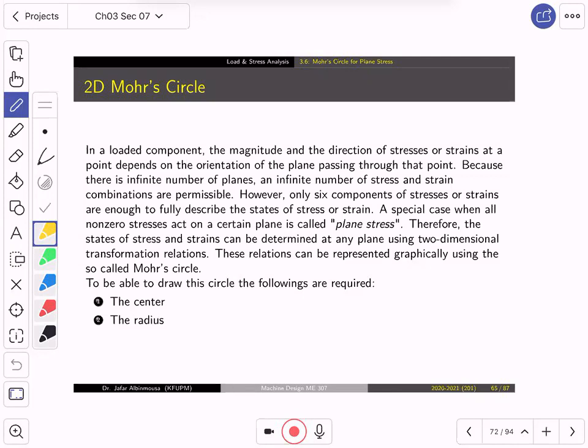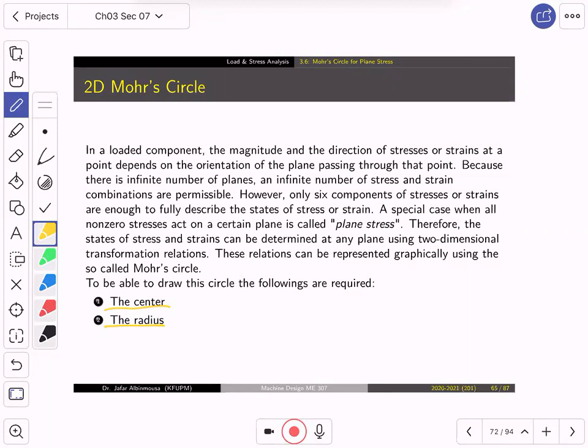It turns out that there is a graphical representation of this transformation, which was done by Mohr. Mohr is an engineer or scientist who established the Mohr circle. It was named after him. So Mohr's circle stands on two quantities. The first one is a center. The second one is a radius, which is very basic, right?